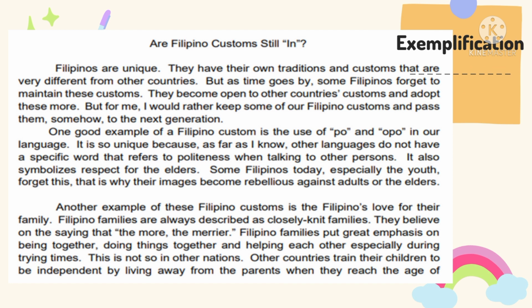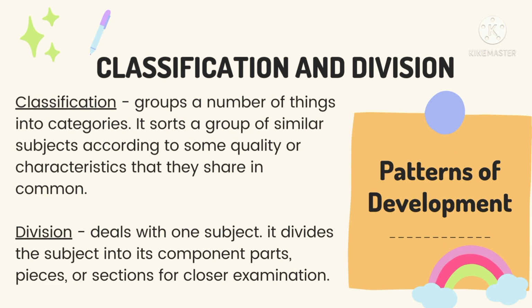The fifth pattern of development is known as classification and division. When we say classification, it groups a number of things into categories. It sorts a group of similar subjects according to some quality or characteristic that they share in common. While when we say division, it deals with one subject only. It divides the subject into its component, parts, pieces, or sections for closer examination. In short, when we say classification, it collects small ideas and puts them into a whole idea.